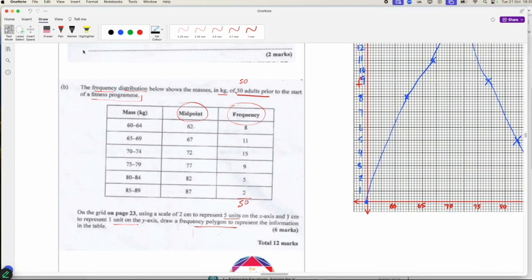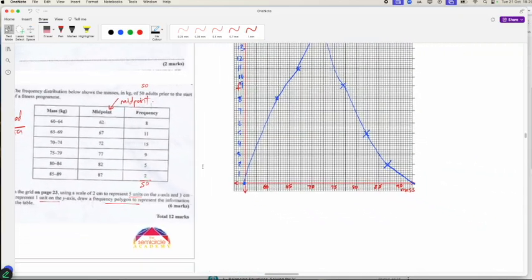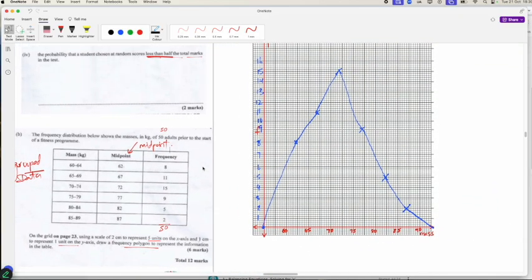So this is a good reminder that when you are dealing with grouped data, you have to find the midpoint if you want to draw a frequency polygon. Yeah, so you have to find the midpoint. And so you could see here, this is what the frequency polygon does look like.